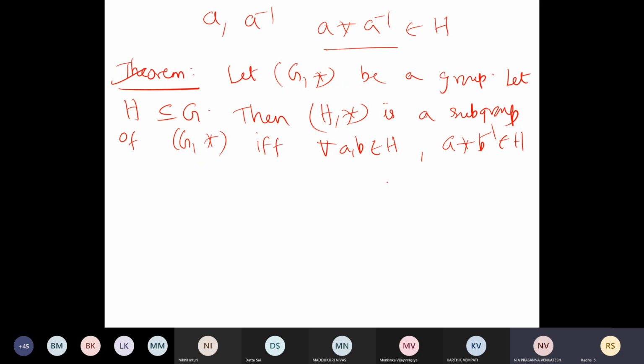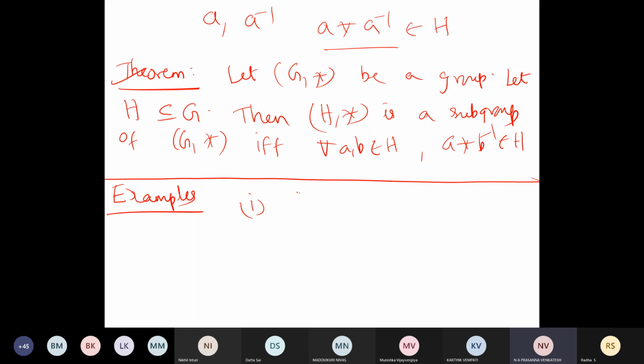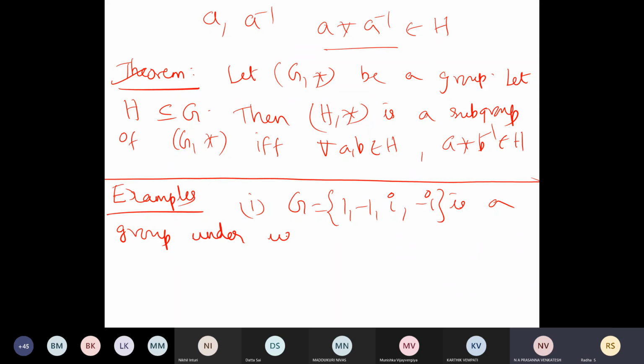If the elements are very few in number, you can even prove it is a subgroup directly. See, for example, let us take some finite groups. Examples, number 1. G = {1, -1, i, -i}. It is a group under which operation? Multiplication. It is a group under usual multiplication.